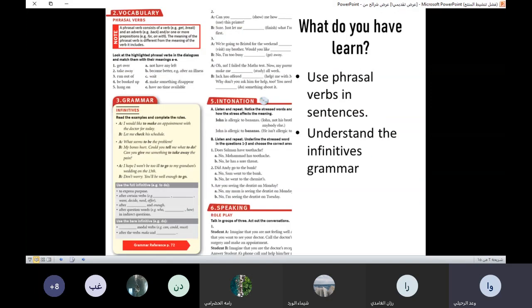Okay. So it's very important for you to know how to talk about your medical problems or any other problems. Okay, the next thing is to use the phrasal verbs in sentences. Those phrasal verbs from 1 to 5: get over, take away, run out of, hang on, be booked up. Those are very common phrasal verbs that people who speak English use in everyday talk.